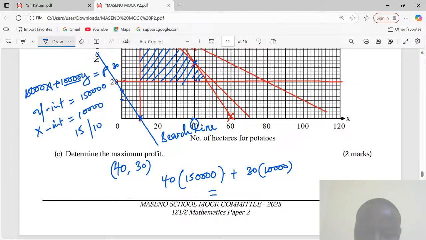So 40 into 15,000 plus 30 into 10,000. I don't know whether I've multiplied the right thing. 40 into 15,000 plus 30 into 10,000. I'm getting exactly 900,000. That's our maximum profit.